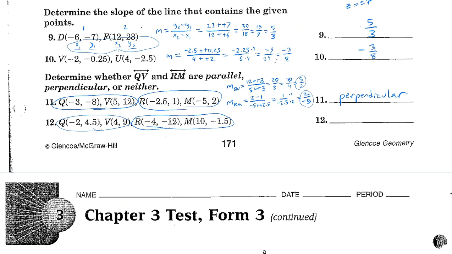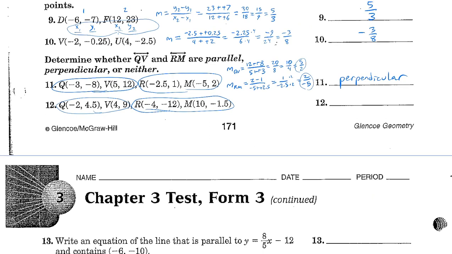All right, and then for the second one, we're again checking parallel, perpendicular, neither. So I'm going to go for the first one. The slope of QV, same order, is 9 minus 4.5 over 4 minus negative 2. We add, so that's 4.5 over 6. I'm going to multiply by 2 to get rid of that decimal, so we get 9/12. Dividing by 3, we get 3/4.